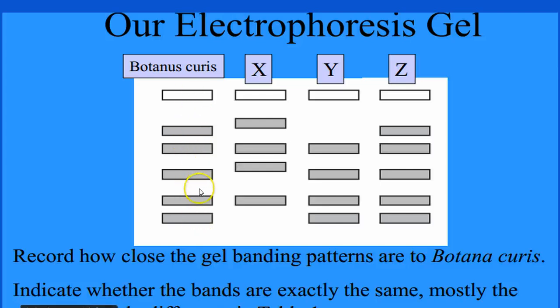If you look at Botanicurus and species Z, the sizes of the DNA are identical. However, with species X and Y, the sizes are much different. So again, one molecular test we could do is a gel electrophoresis test, where we're testing to see the size of the DNA.